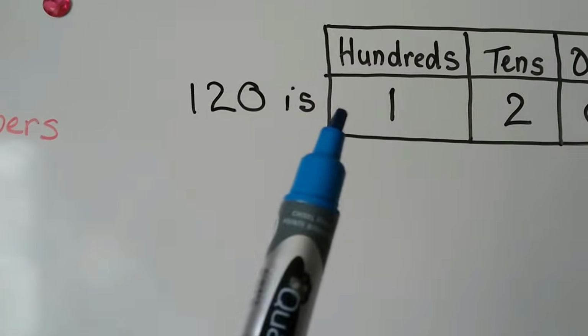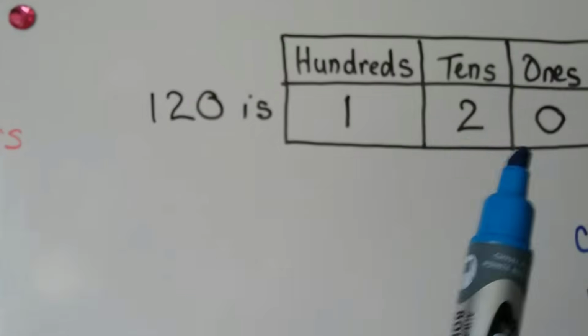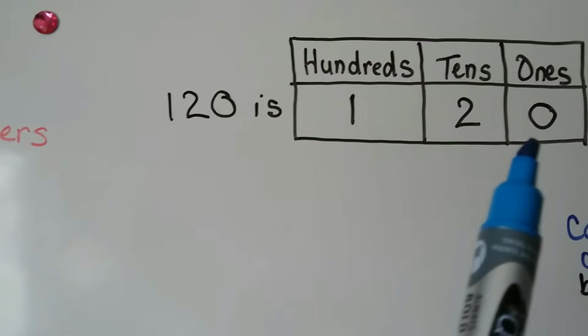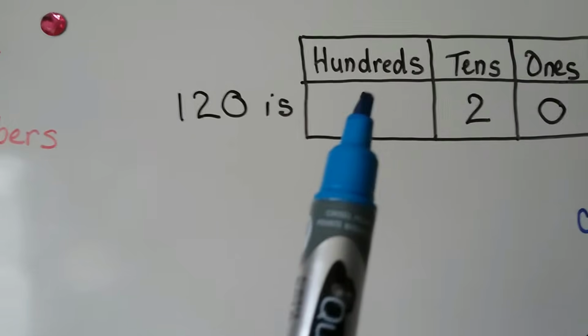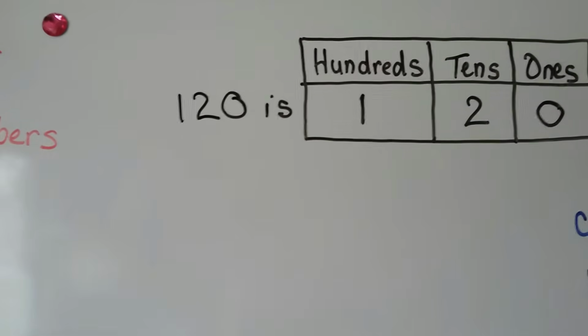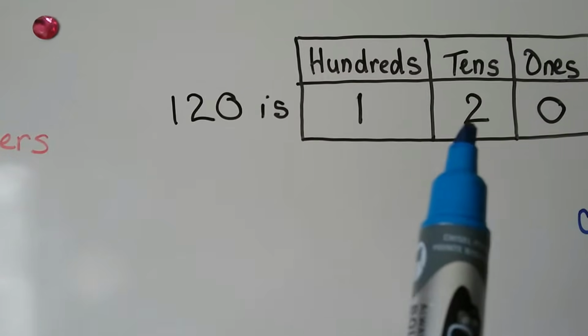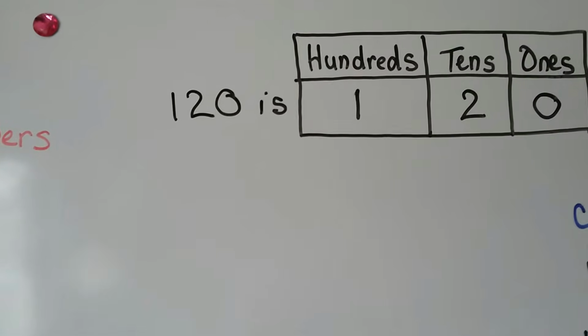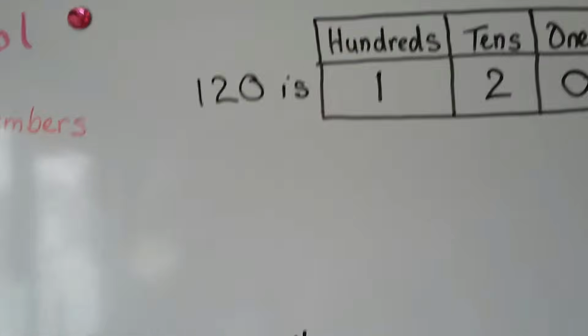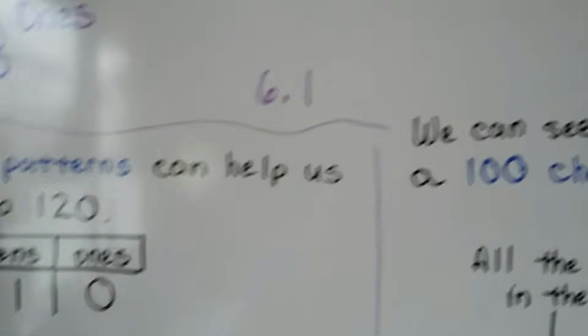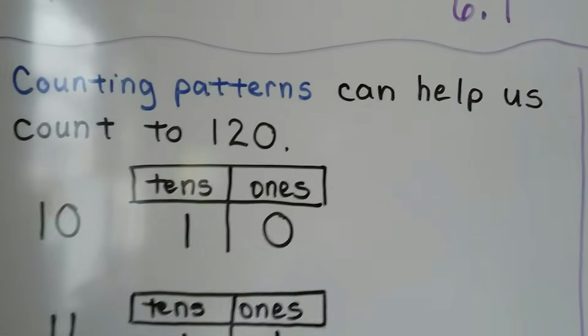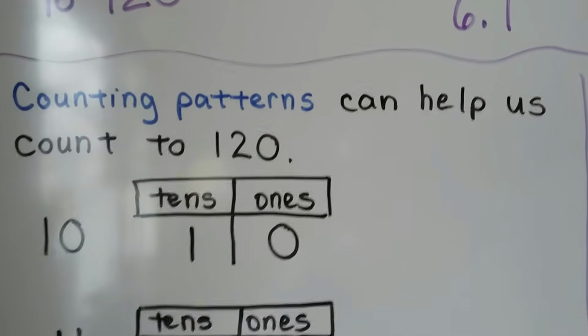120. These are our place values. This one here is the ones place, this is the tens place, and this is the hundreds place. When we see 120, it means we have 100, 2 tens, and 0 ones. And that's what we're going to be working on in this chapter. So counting patterns can help us count to 120.